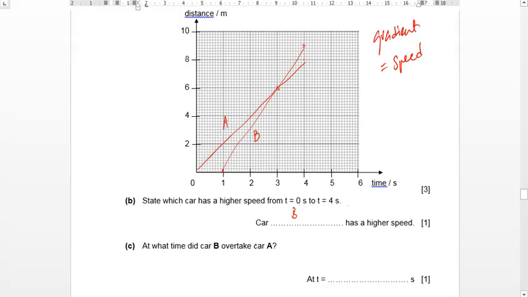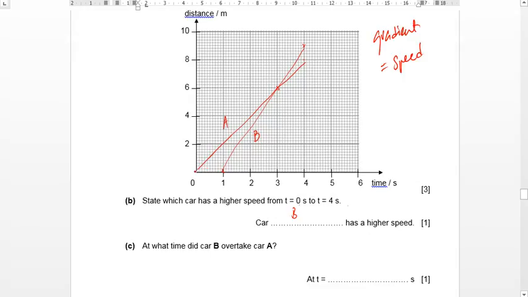Next, at what time did B overtake A? See, B actually started 1 second later. That means A already started traveling. Then B started. So B is behind A for a long time until he overtakes. So when did he overtake?